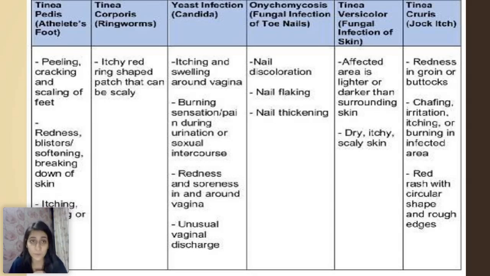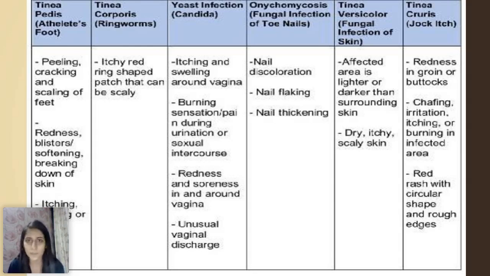When there is candida infection, usually in females, when you talk about candidiasis, there may be itching and swelling around the vagina, and there may be burning sensation during sexual intercourse or during urination. And there is unusual vaginal discharge, which is of dark yellowish color, or it may be yellowish green in color. So it depends on the affection, and redness may be present, soreness may be present.